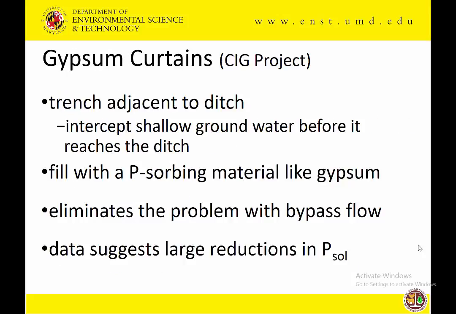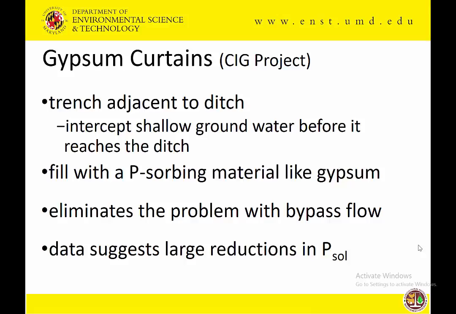The gypsum curtains were kind of the next evolution of thought by this group. This was funded by a CIG project. And they basically trenched next to a ditch to intercept the shallow groundwater before it got to the ditch, all right? And they filled it with p-sorbing materials. They looked at more than just gypsum, but that's what I'm going to show today. So you don't have the problem with the bypass flow in the ditch because you're intercepting the water on its way to the ditch, all right?